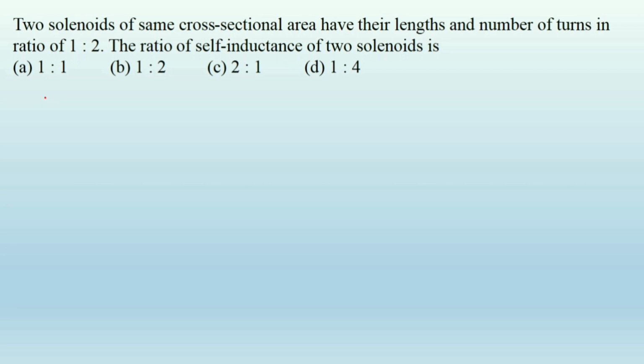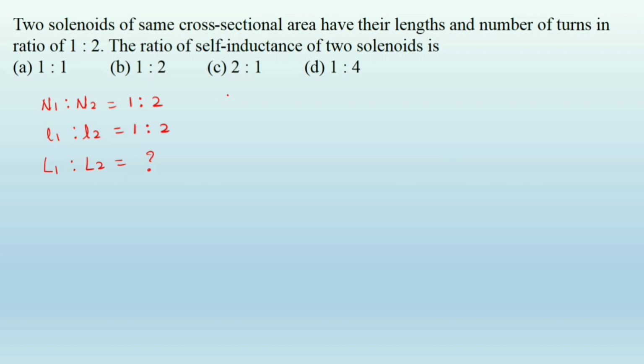See here, the number of turns of the two solenoids, N1:N2, is given, that is 1:2. Similarly, their length is also in the same ratio. Let us take it as l1:l2 is also 1:2. So we have to calculate the ratio of self-inductance of both the solenoids, L1:L2.